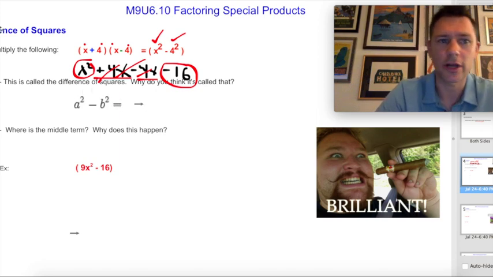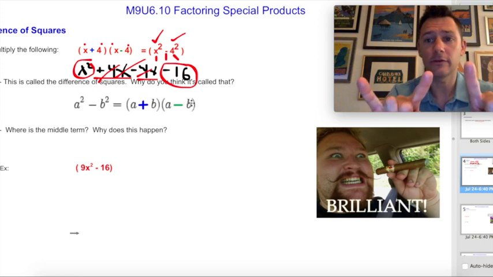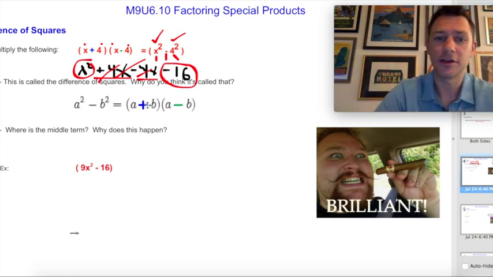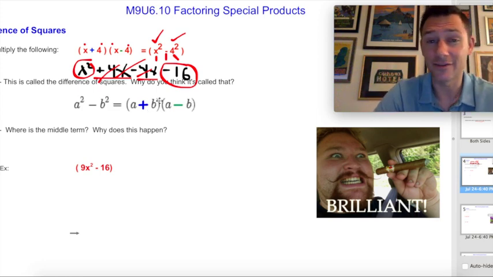This special product is called the difference of squares because it's the difference, the subtraction, of a perfect square and a perfect square. So if you see something like a squared minus b squared, and this is a perfect square and this is a perfect square, you know it had to come from two of the exact same binomials, and the only difference is the sign in the middle is different.